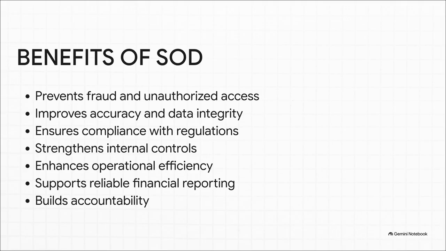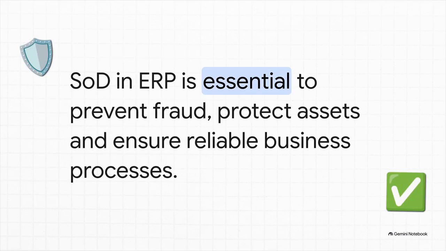Think about how that accountability shapes your corporate culture, you know? When everyone stays in their specific lane, they're protected from being blamed for someone else's mistake. It genuinely fosters a much healthier and far more positive work environment. So here is your key takeaway. Segregation of duties in ERP is essential to prevent fraud, protect assets, and ensure reliable business processes. Strong role design, SoD rules, and continuous monitoring help organizations maintain effective internal controls and compliance.